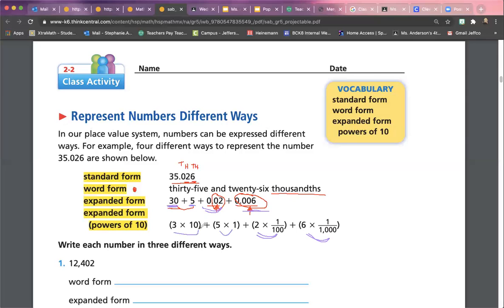You're multiplying them by their place value. 30 is 3 times 10, 5 is 5 times 1, 2 is 1 times 100th, 6 is 1 times 1,000th.